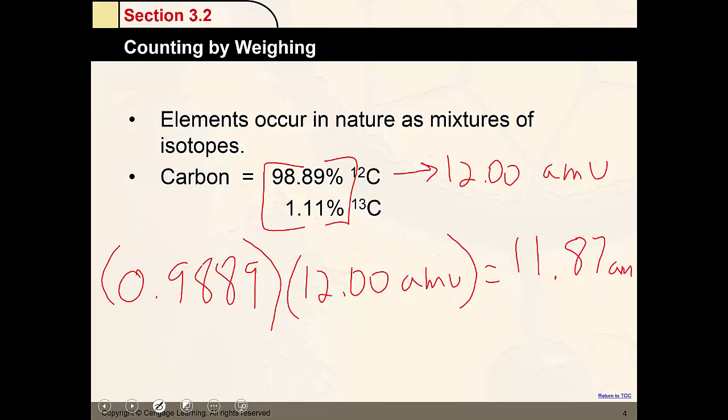Then we do the same thing for the other isotope, carbon-13. We convert 1.11% to its decimal form, so 0.0111.